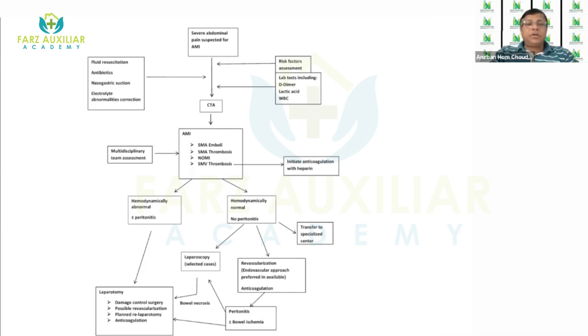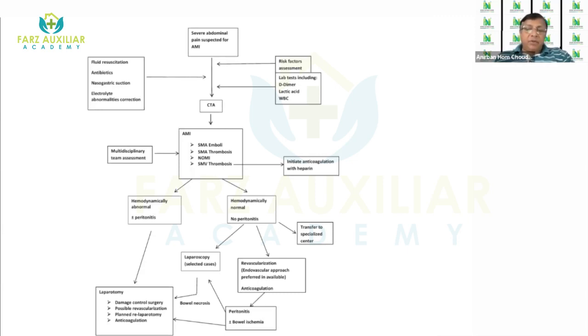You can figure out whether it is a superior mesenteric artery embolus or superior mesenteric vein thrombosis or superior mesenteric artery obstruction or a NOMI. And it is a multidisciplinary team assessment, both the primary physician as well as the intensive care unit management team. So we will have to initiate anticoagulation with heparin. If the patient is hemodynamically normal with no peritonitis, then you have a less aggressive approach, which may include laparoscopy or revascularization or transfer to a specialized center.